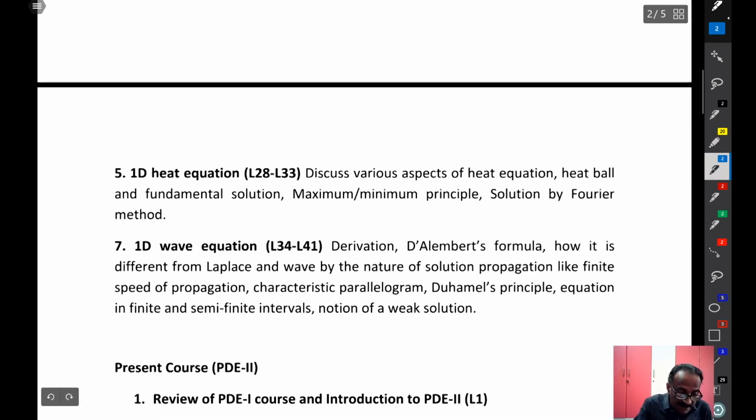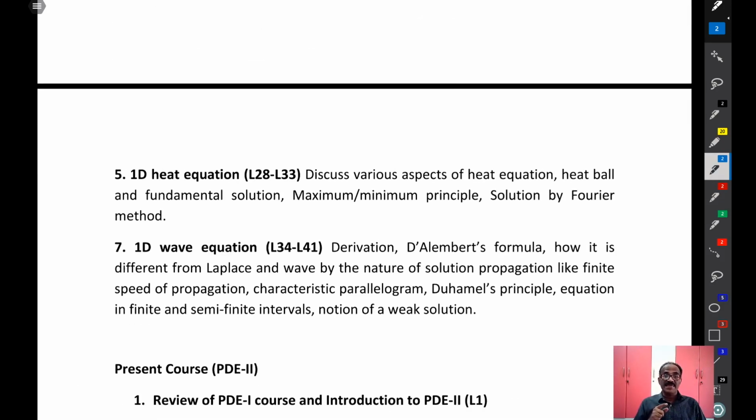After that, we have done 1D heat equations and 1D wave equations. In the 1D wave equation we have seen some of the physical applications, and we also saw the heat ball and fundamental solution and maximum principles, and you also saw in the first course the solution by the Fourier method.